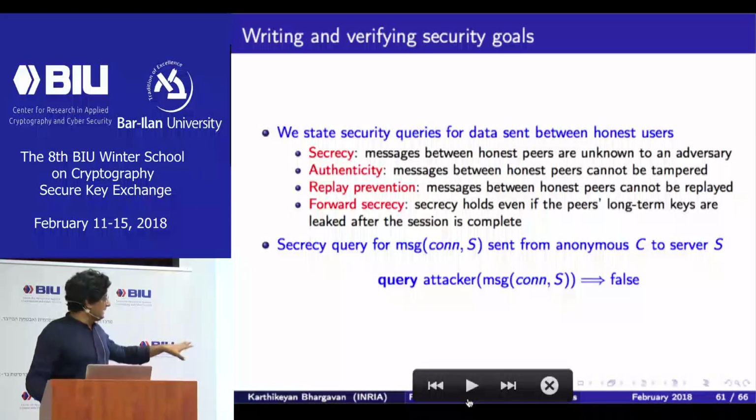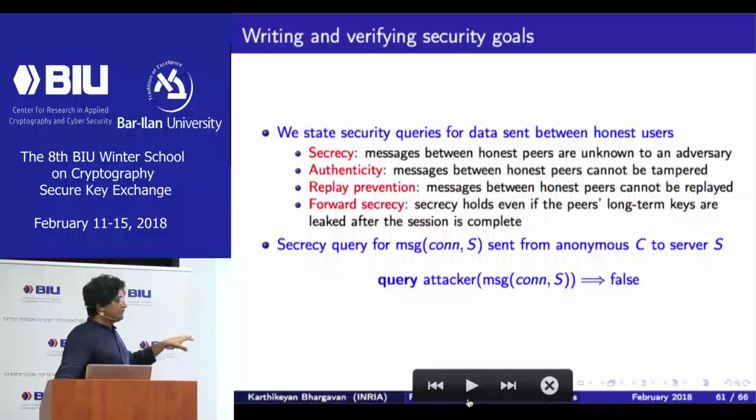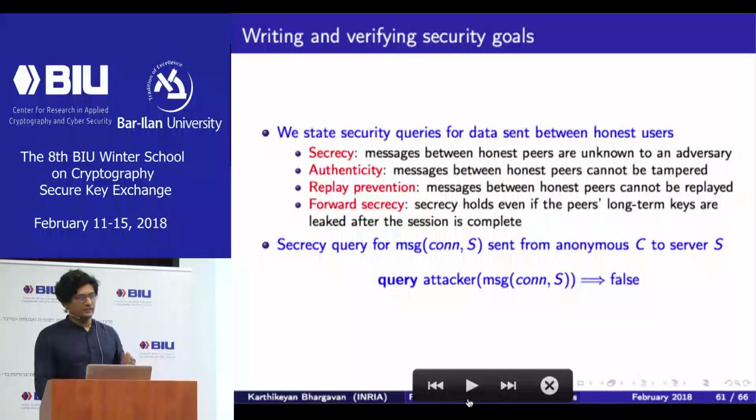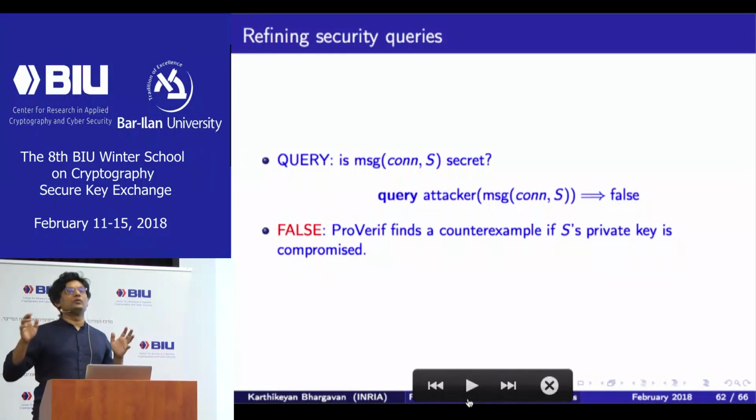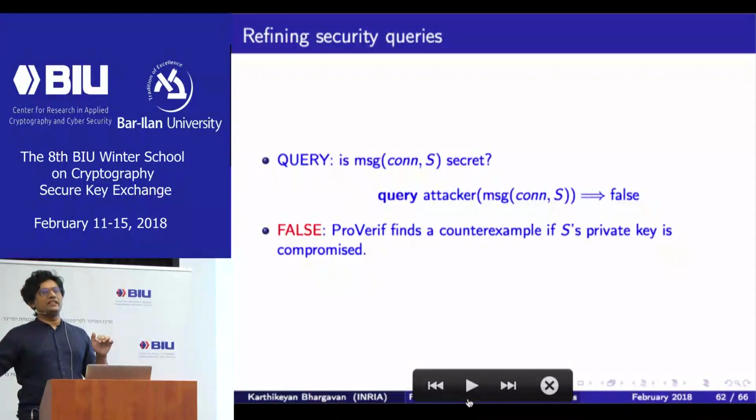So if you try to prove that, obviously ProVerif is going to say that query is not true, because what is S? S could be the attacker, right? So messages sent to the attacker are definitely not secret. Only messages sent to honest servers are secret. Okay? But what precisely ProVerif will say is that S's private key could be known to the attacker. If S's private key is known to the attacker, then all bets are off.